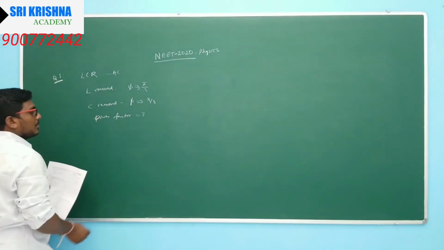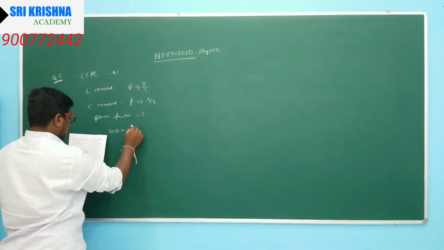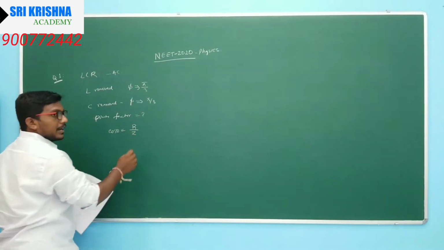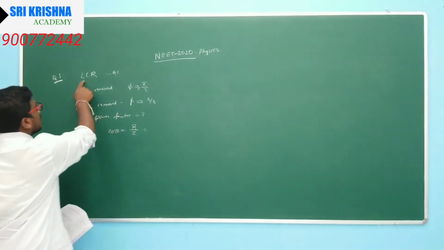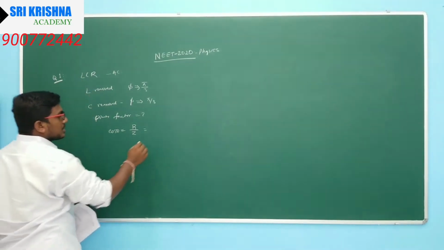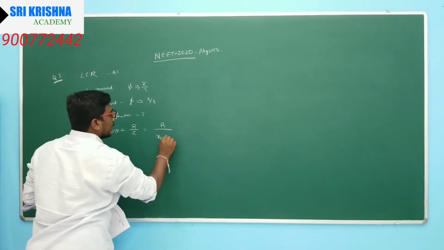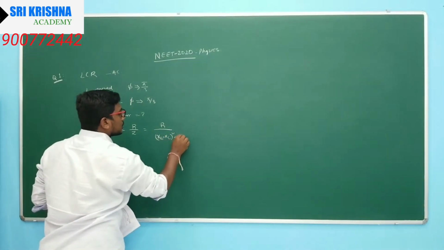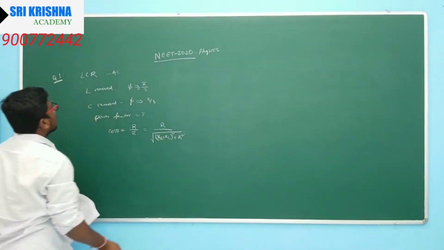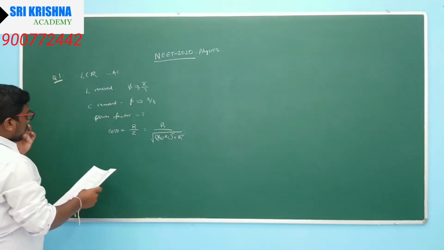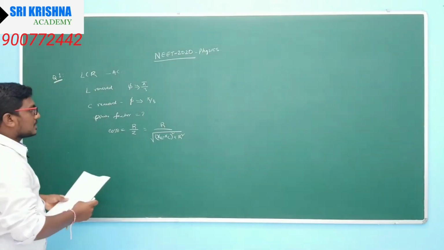So what is the power factor formula? It is cos theta, right? So cos theta is R by Z, where R is resistance and Z is impedance. What is the impedance when LCR is there? Impedance is square root of (XL minus XC) whole square plus R square. Here we don't know XL and XC, so for that they have mentioned, when L is removed, the phase difference, and when C is removed, the phase difference.